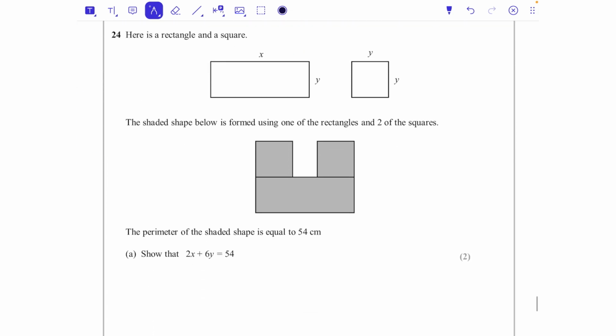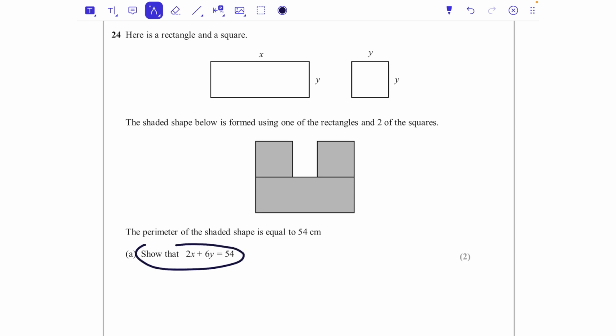Question number 24. Here is a rectangle and a square. The shaded shape below is formed using one of the rectangles and 2 of the squares. The perimeter of the shaded shape is equal to 54 centimetres. Show that 2x add 6y equals 54.